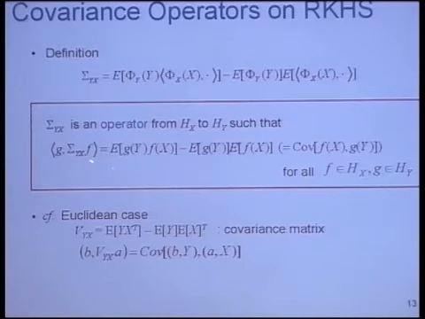It looks like covariance. So if I want to get the covariance between f of x and g of y for arbitrary functions f and g that live in my Hilbert space, I can get that by taking this bilinear form here, g, this operator f, and get the covariance. There's a theorem that says that this operator does exist, and its evaluation in this bilinear sense leads to this covariance.